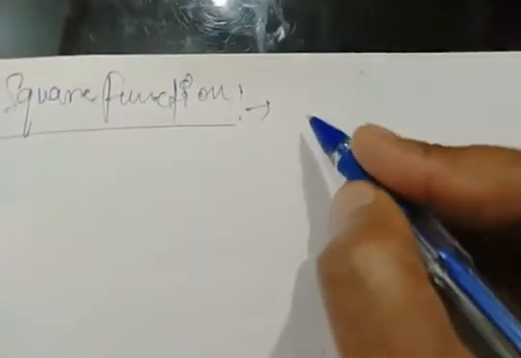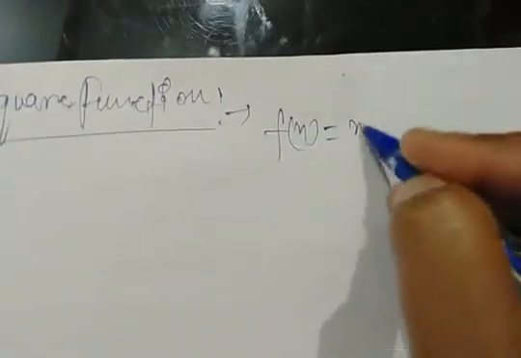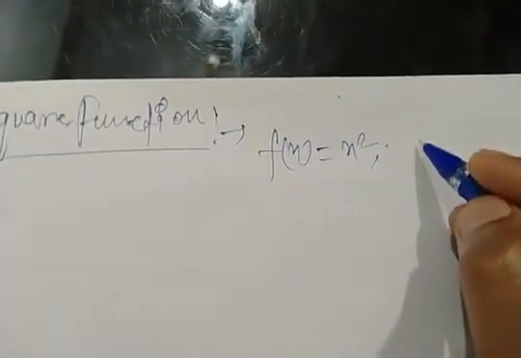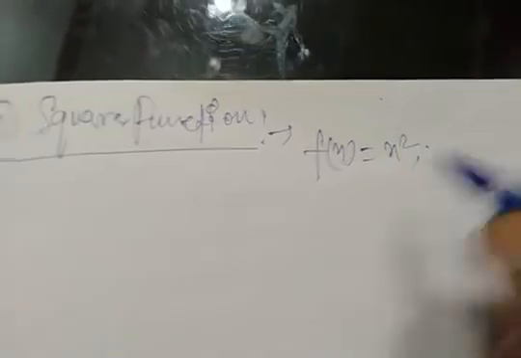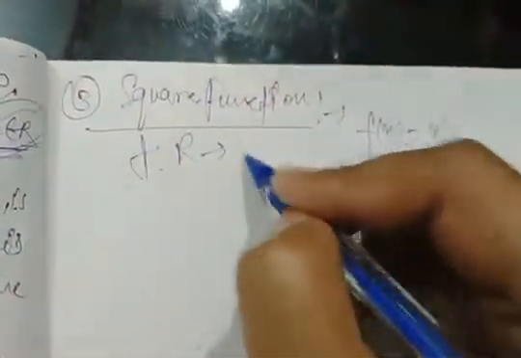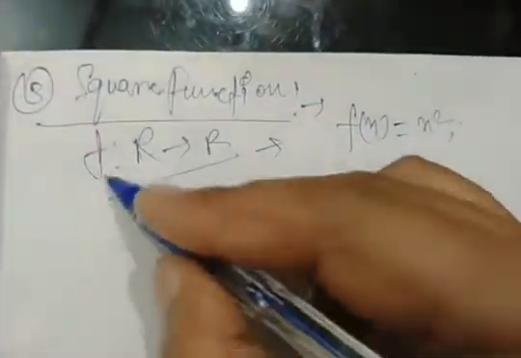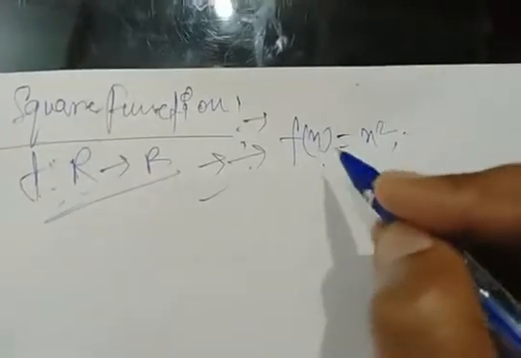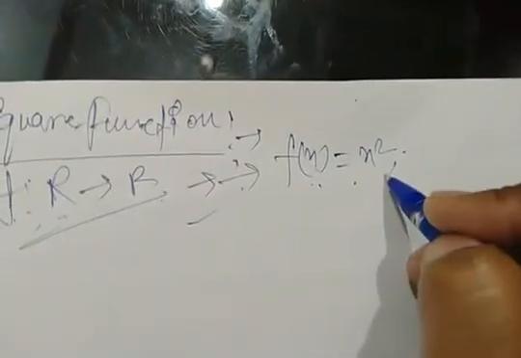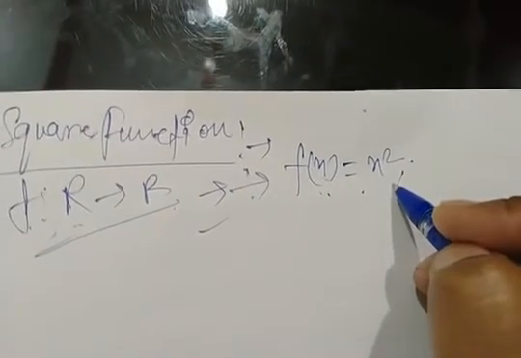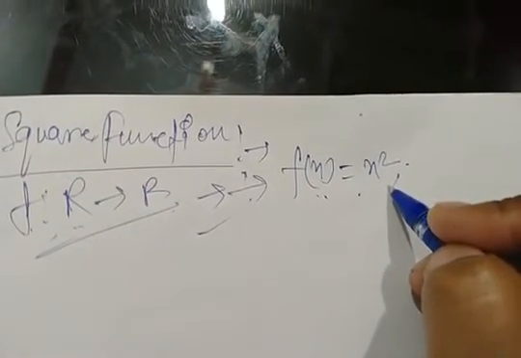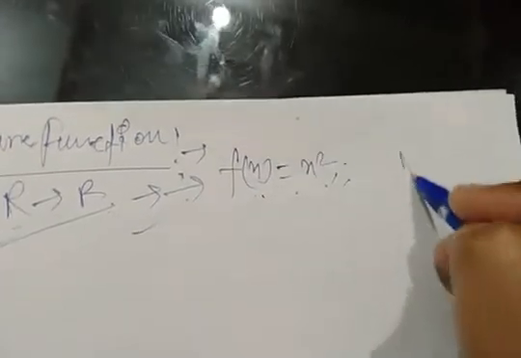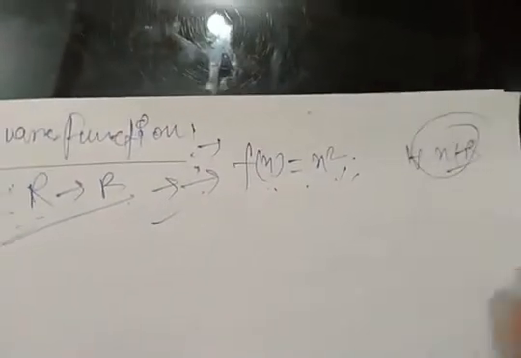Okay, let's see. Suppose that f of x is equal to x square. Any function f defined from R to R, such that f of x is defined by f of x is equal to x square, for all x belonging to the real numbers.